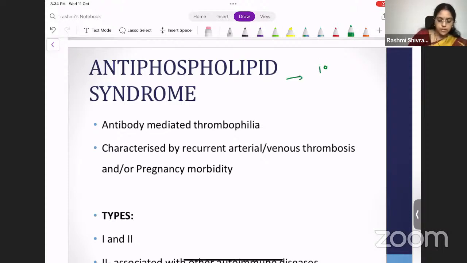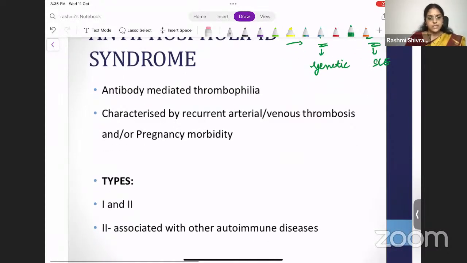Antiphospholipid antibody syndrome can be either primary or secondary. Primary is where you have a genetic predisposition to develop this antiphospholipid antibody syndrome. Secondary is an association with other connective tissue disorders like SLE. So, primary or secondary. Secondary is associated with other autoimmune diseases.